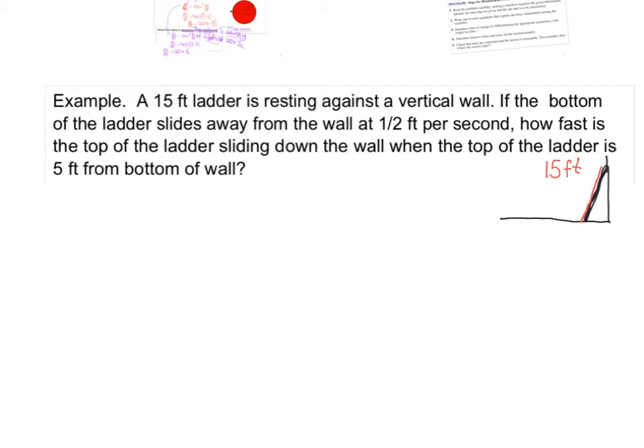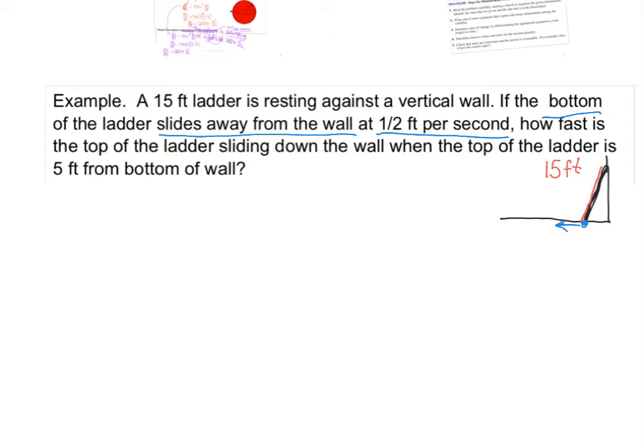The bottom of the ladder is sliding away from the wall. The bottom of the ladder slides away from the wall at 1/2 foot per second. So the bottom is here. It's sliding away from the wall. So this rate is 1/2 foot per second.